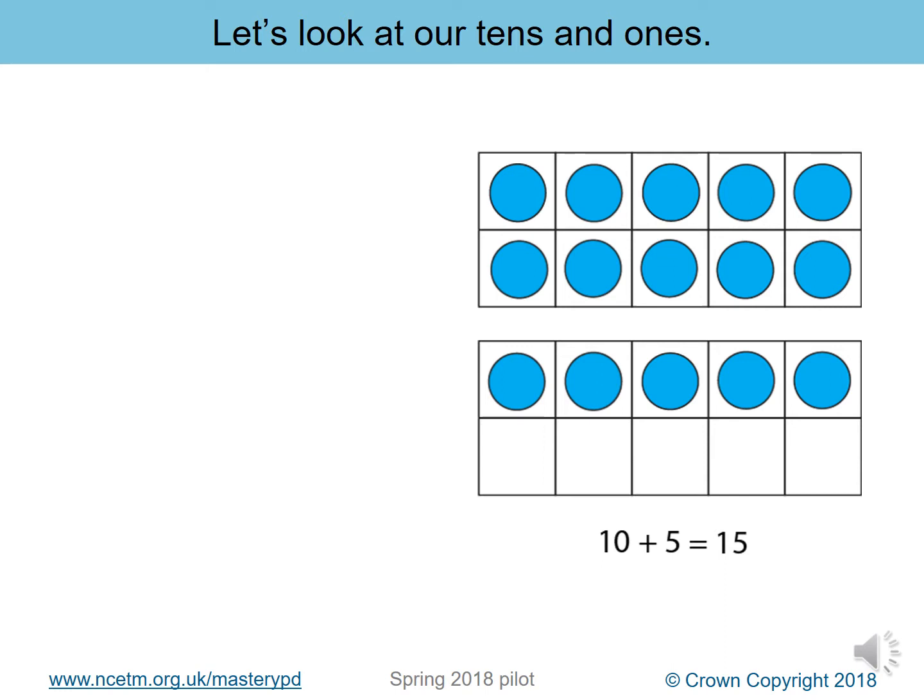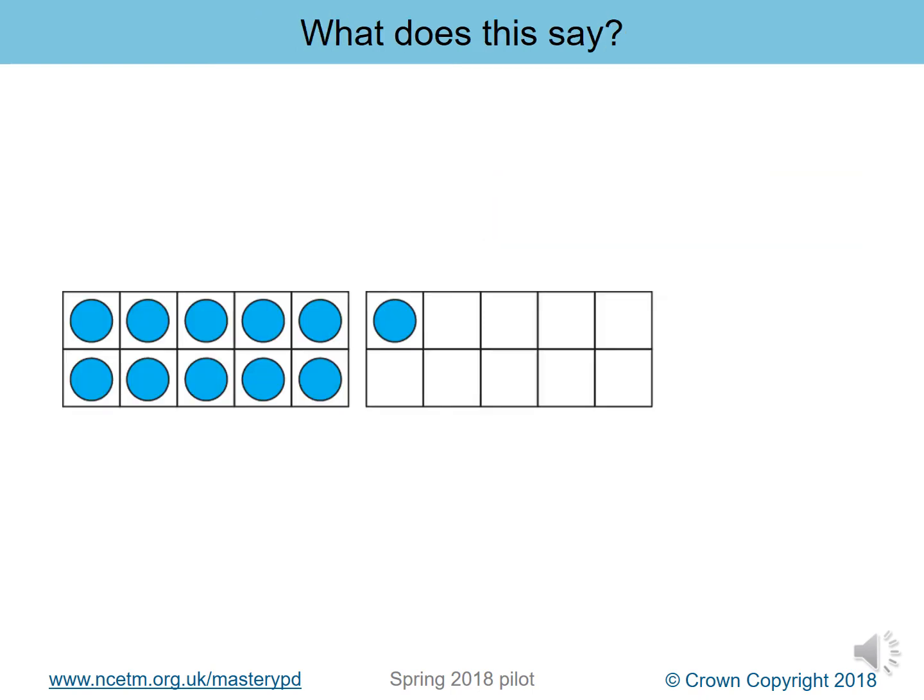Let's have a look a little bit more. So what does this say? We've got a full tens frame and one more. So if we've got a full tens frame, that is 10. So we have 10 and 1. Therefore we have 11. So we've got 11 equals 10 and 1. So we've got 10 and 1 more, which is 11. 10 and 1 equals 11. Or we could write it the other way around as it is on there. 11 equals 10 and 1. Let's have a look at the next one.